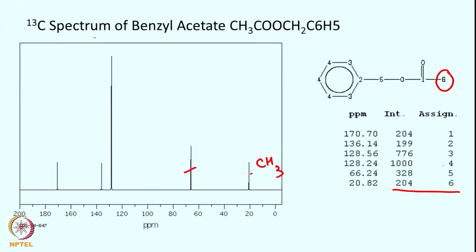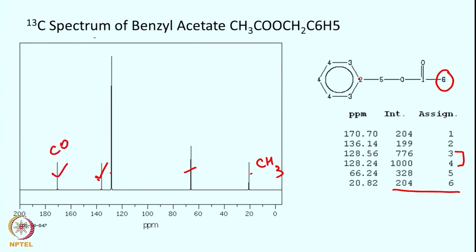Now after that, what we have is 3 aromatic peaks, like 2 here, then 3 aromatic peaks are coming here, here, that are quite close. If you look at these 3 and 4, they are quite close, and 2, because 2 is connected to CH2, will be ortho, so that is 2. And 1 is the carbonyl peak, that will be most downfield shifted.